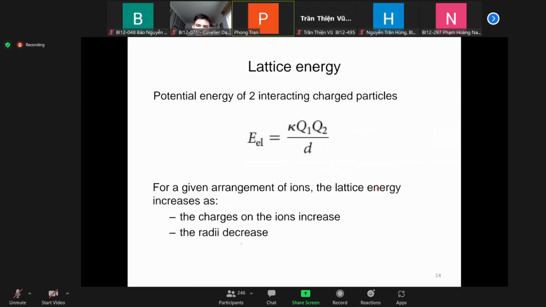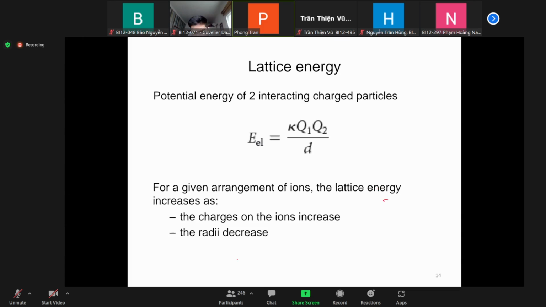Okay. So how can we calculate the lattice energy? If we have two opposite charged particles, you have a particle with a positive charge and a particle with a negative charge with a distance d here, and the charge here is Q1 and here you have Q2. So the potential energy of this interaction will equal kappa Q1 Q2 over d.